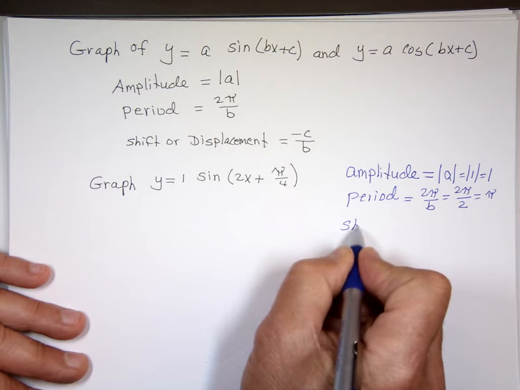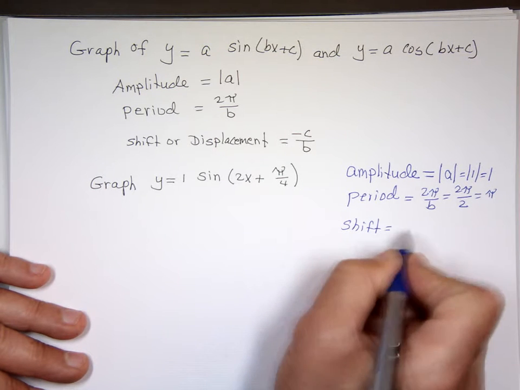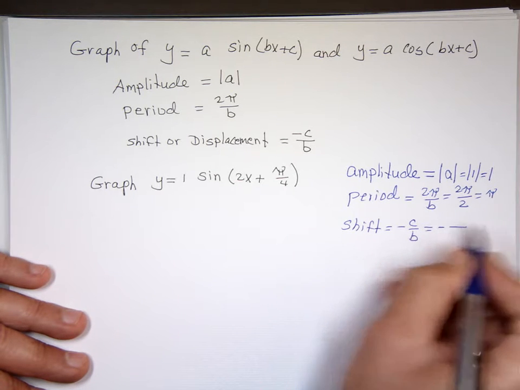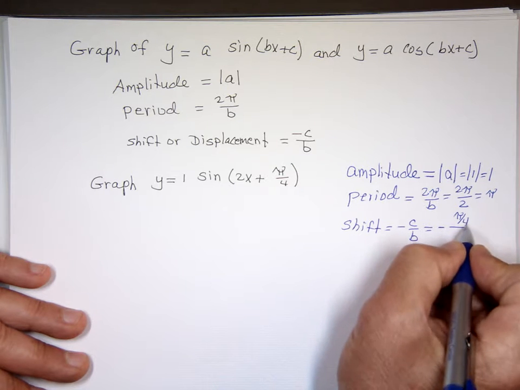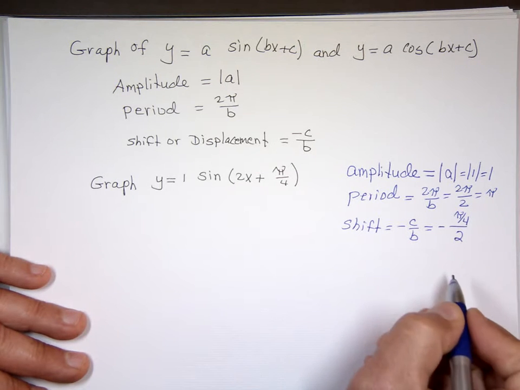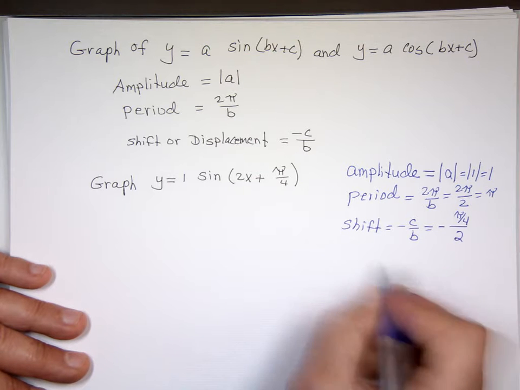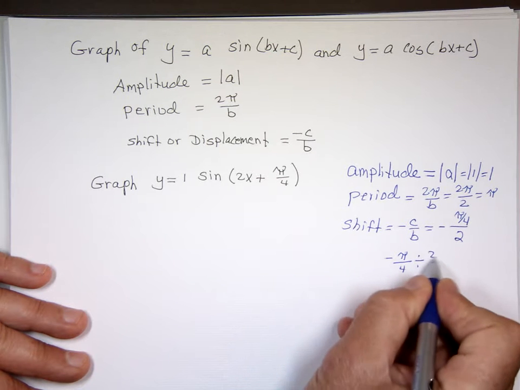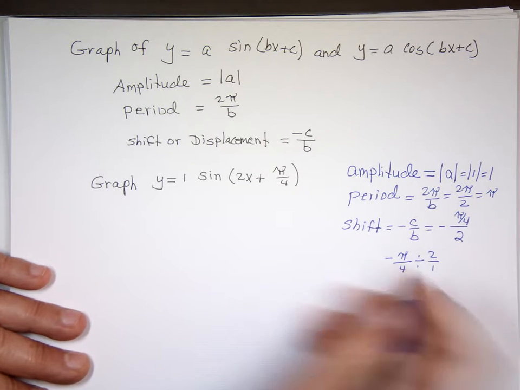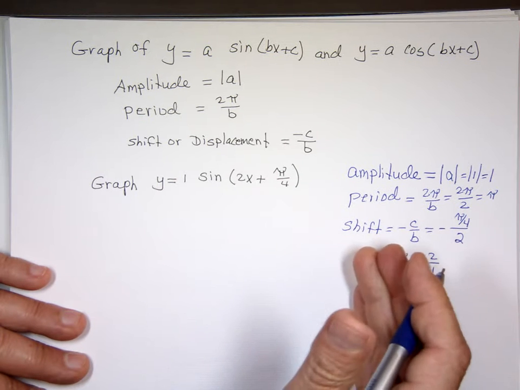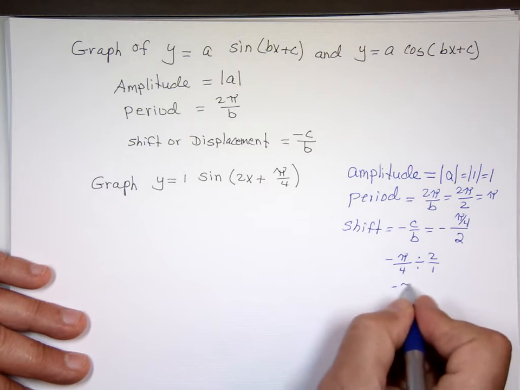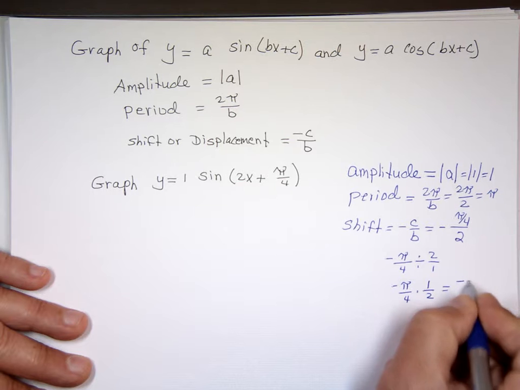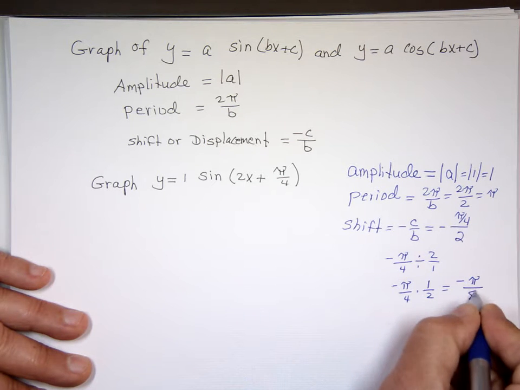The shift or displacement. It's negative C over B. Negative, and what's C here? Pi over 4, and you're going to divide it by 2. In case you forgot your math, that's negative pi over 4 divided by 2. That's 2 over 1. How do you do division? You keep the first, change the division to multiplication, and you flip the second one. That's what? Negative pi over 8.